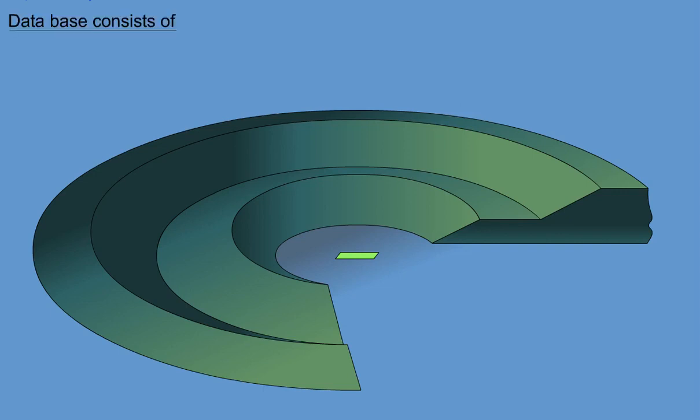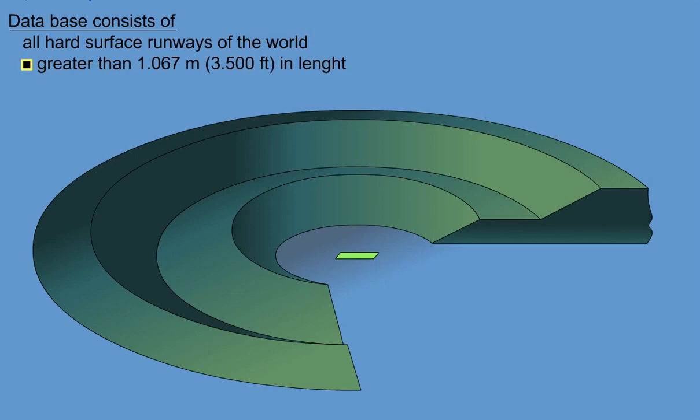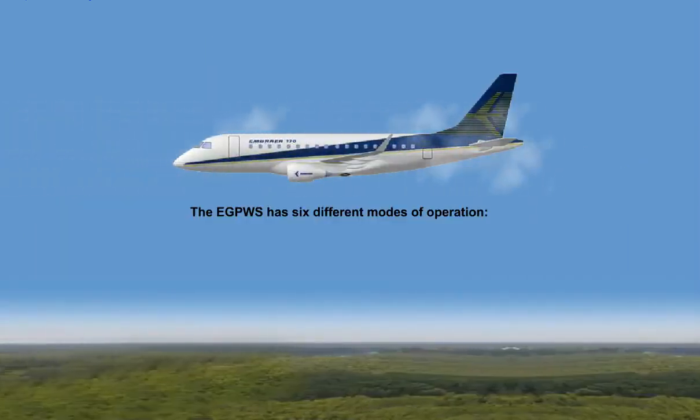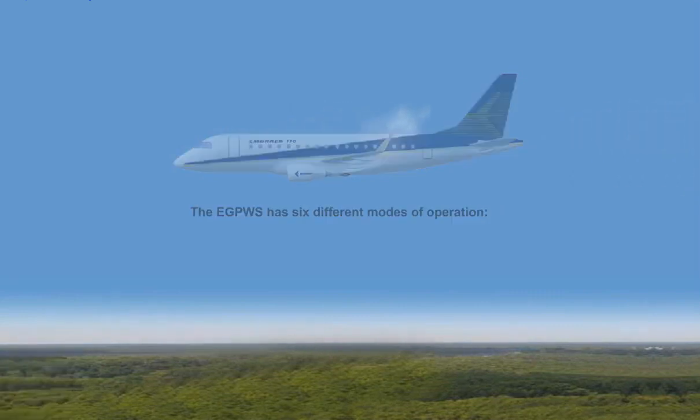The database consists of all hard surface runways of the world, greater than 1,067 meters, 3,500 feet in length, which have a published instrument approach procedure. The EGPWS has 6 different modes of operation.